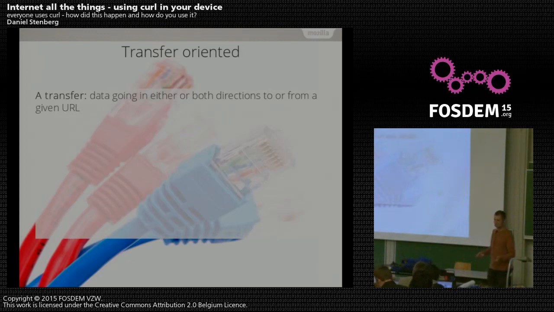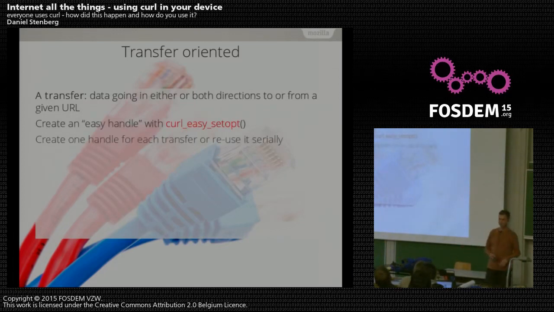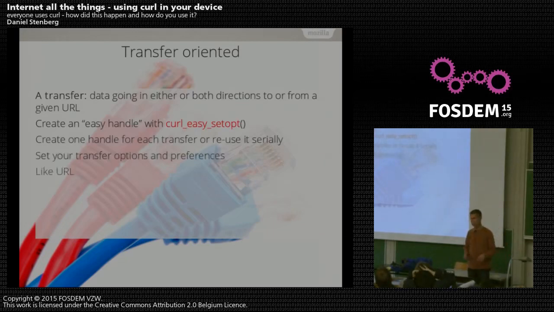It doesn't matter. You set up a transfer, and you set a lot of options for how you want to do your transfer. You do that with curl_easy_setopt. You set your characteristics for the transfer, and you create one of these handles for each transfer you want to do. If you want to do them in parallel, you create many. If you want to do them serially, you can just reuse the same handle. For example, the URL is one important characteristic for a transfer. That's of course a mandatory thing.